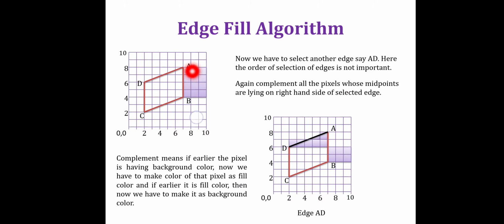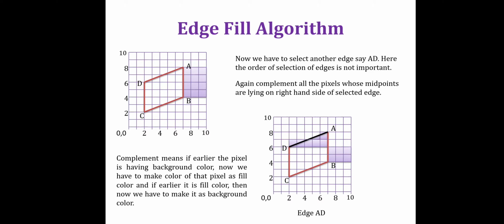Initially they had the fill color, but whenever I am complementing the right hand side of this AD, whatever pixels are with fill color are complemented. Complemented means again they get the background color, right? And in the same way the pixels which were not complemented before get the fill color. Now these pixels are filled, and whatever pixels are on the right hand side here which are already filled are again complemented with background color. So in this way we have done the edge filling by considering the edge AD.